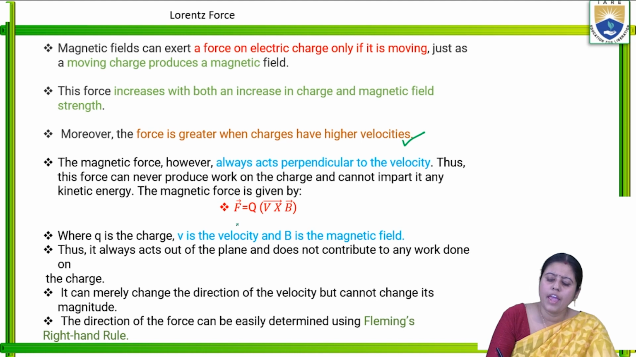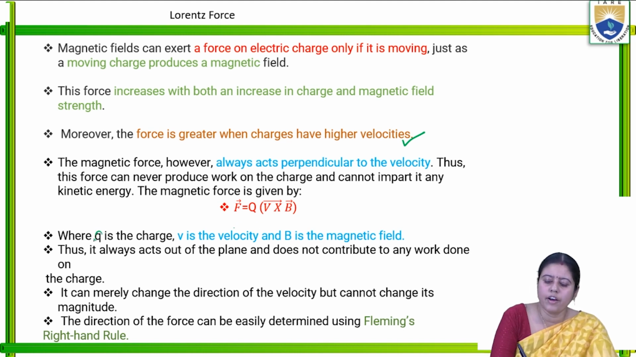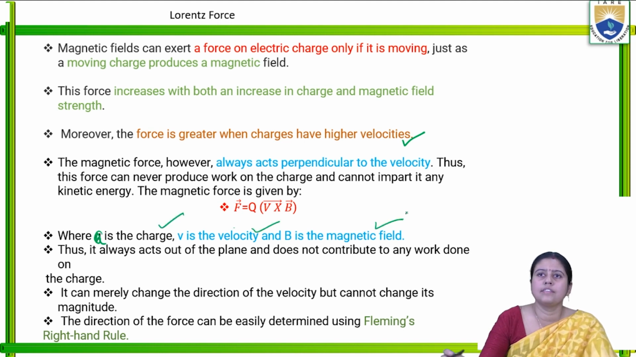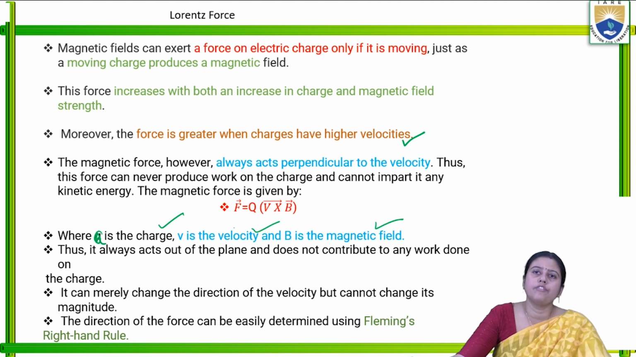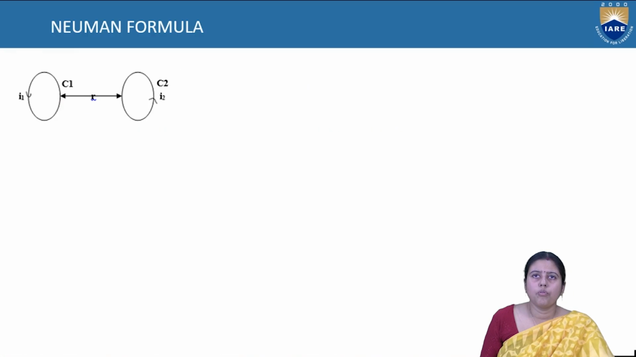And we know F is equal to Q, V cross B, where Q is the charge, V is the velocity, and B is the magnetic field. We know the force in the magnetic field is equal to Q, V cross B. Thus, it does not contribute to any work done on the charge. And the direction of the force is always determined by Fleming's left hand rule.